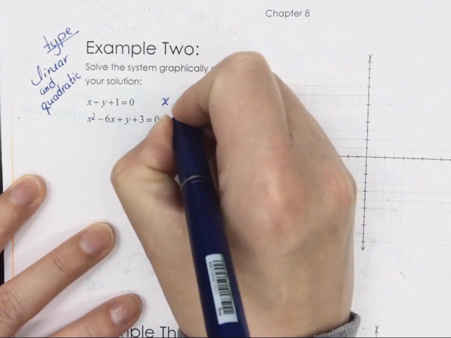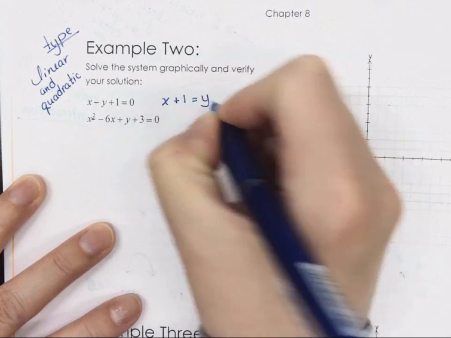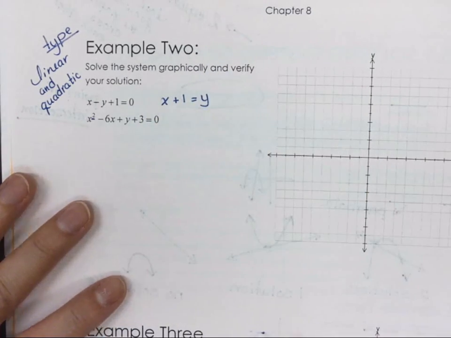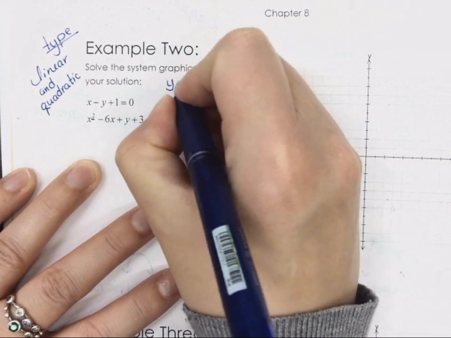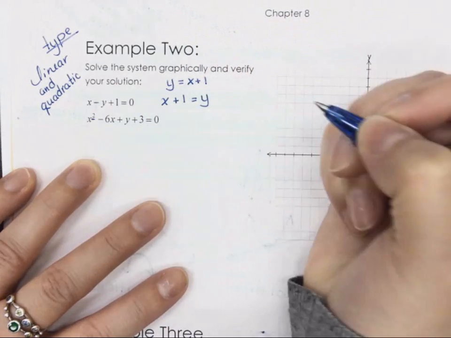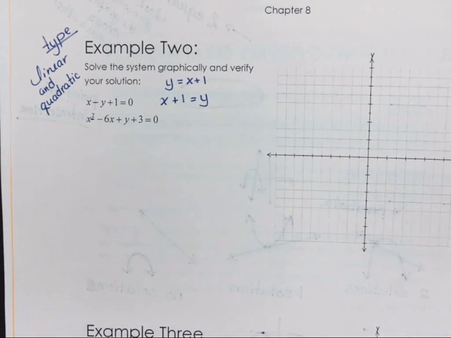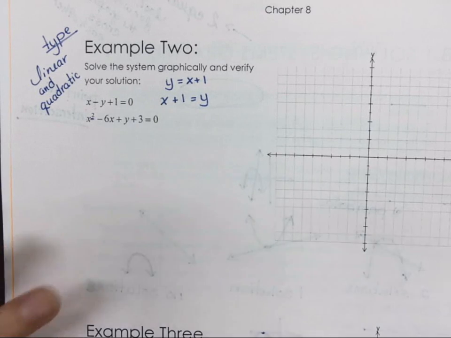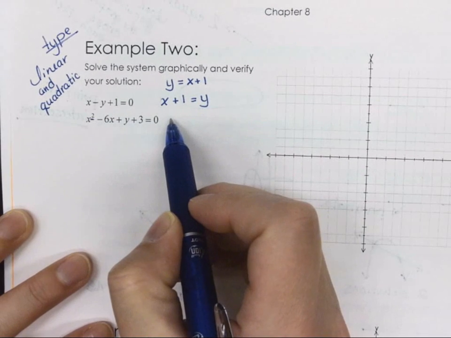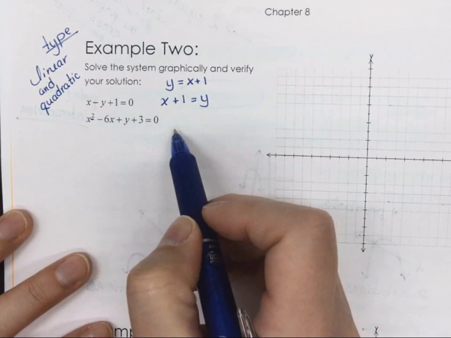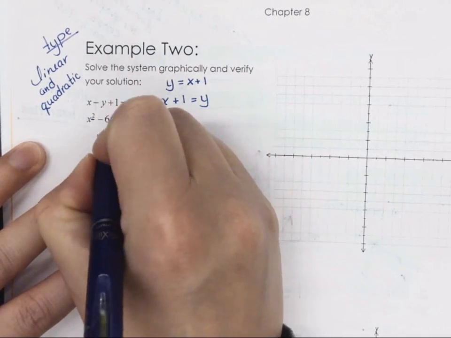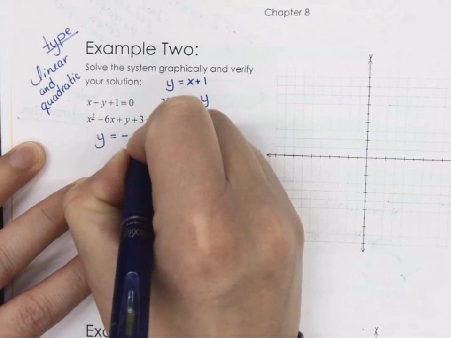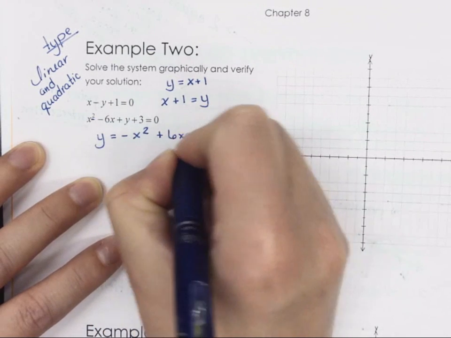So I'm going to move that y to the other side. And some of you might not even like that. Some of you may say, oh no, y's always go on the left-hand side. And I'm okay with that. So if I move the y in this one, what happens? It becomes negative. So I have to move everything else this time. So this one's going to be y equals negative x squared plus 6x minus 3.